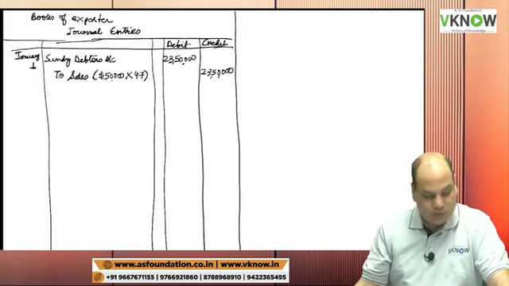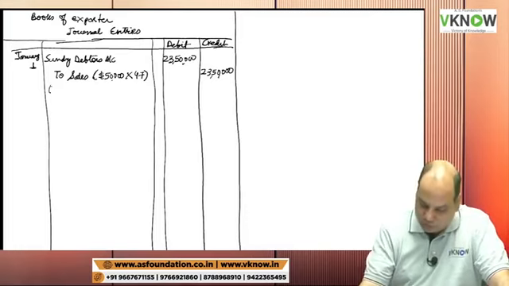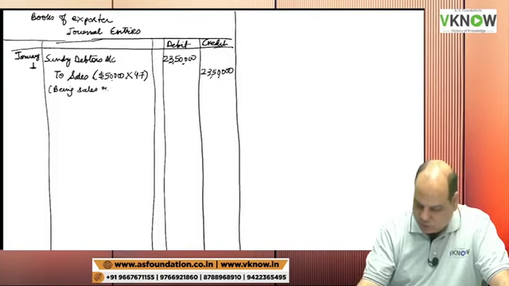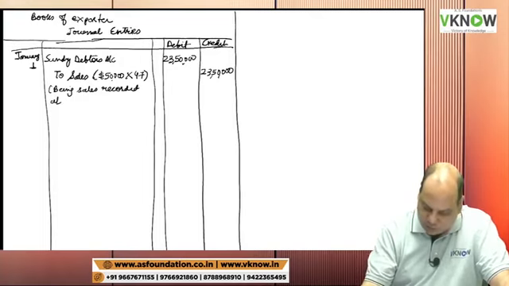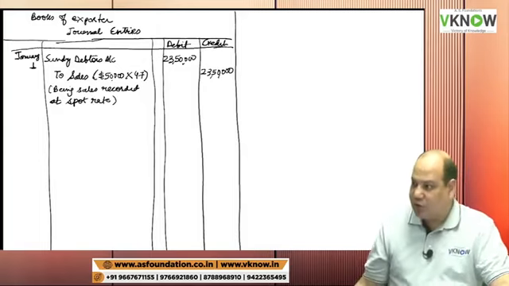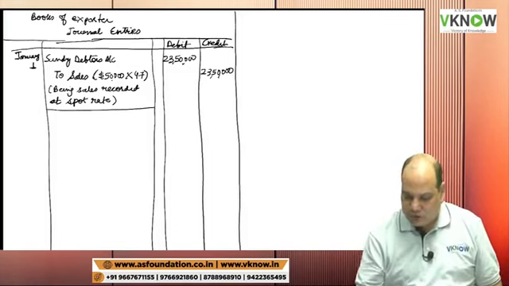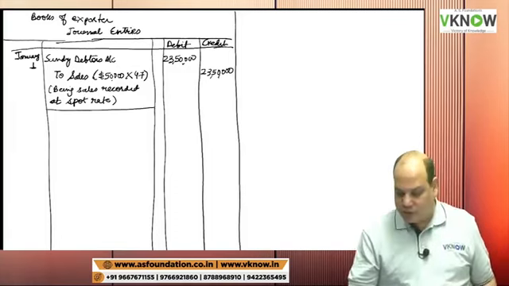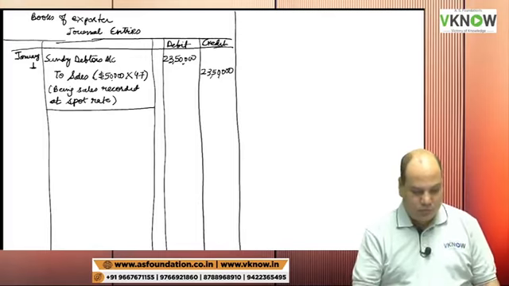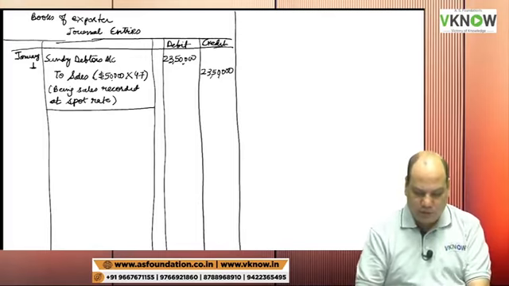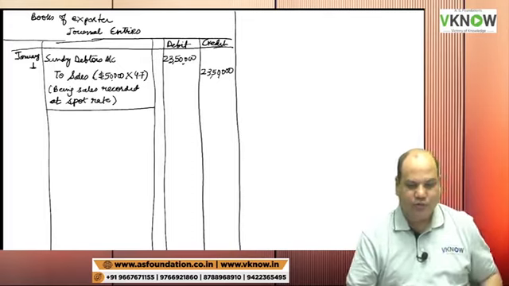So this is 23 lakh 50,000. Being sales recorded at spot rate. This is a normal entry. An 11th standard student can also do it.